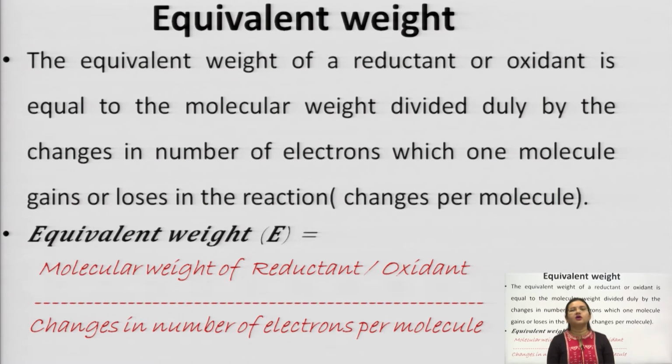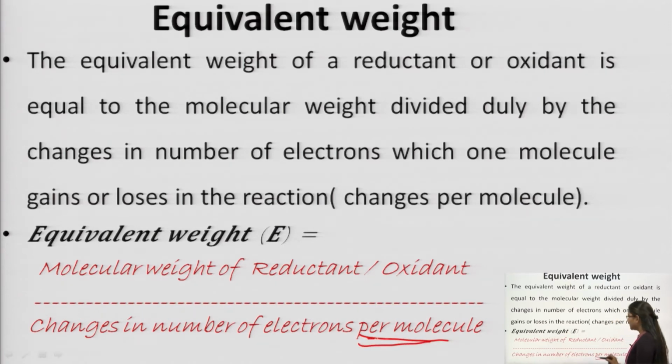Equivalent weight of a reductant or oxidant is equal to the molecular weight of oxidant and reductant divided by the changes in number of electrons or changes in the valency of reacting species or changes in the number of electrons per molecule. एक मॉलिक्यूल कितने इलेक्ट्रॉन गेन कर रहा है या कितने इलेक्ट्रॉन लूज कर रहा है, एक मॉलिक्यूल रिएक्टिंग स्पीसीज का, एक मॉलिक्यूल ऑक्सीडेंट का या फिर एक मॉलिक्यूल रिडक्टेंट का कितने नंबर ऑफ इलेक्ट्रॉन गेन कर रहा है या फिर लूज कर रहा है रिएक्शन में, दैट इज द चेंजेस इन नंबर ऑफ इलेक्ट्रॉन पर molecule. ये per molecule is very important thing which is need to be taken care of.